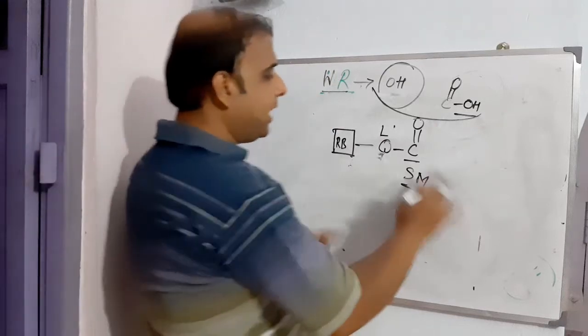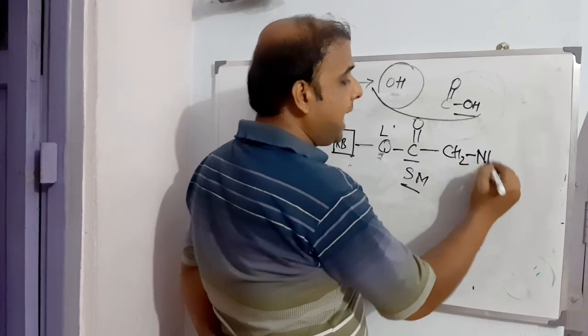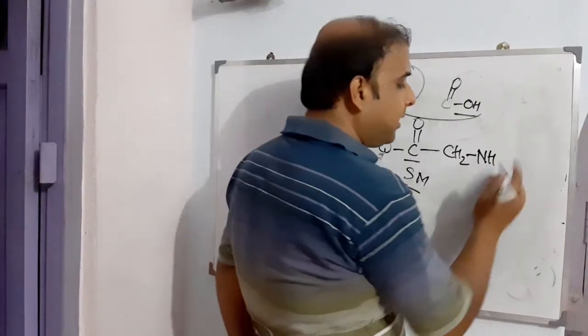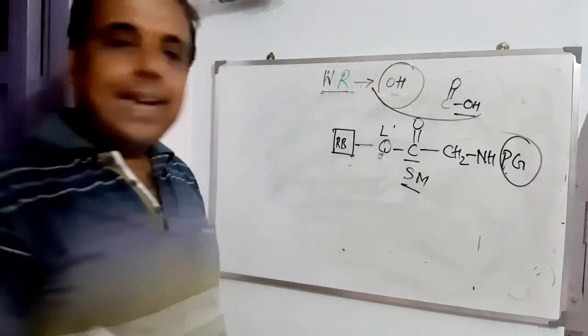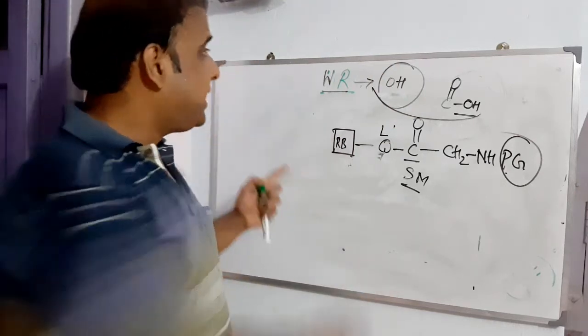So with that we are done. Now the thing is, in the carboxylate, we are left with what? CH2 and then finally NH2. I am not supposed to write NH2 here. Instead I will put a protecting group here, PG. Why? That I will discuss in a few moments, right? So this is about your Wang resin.